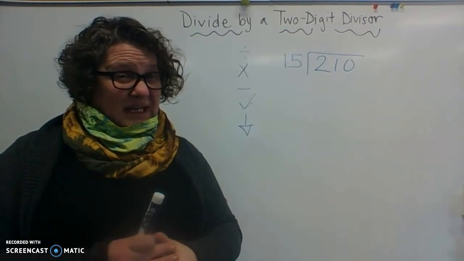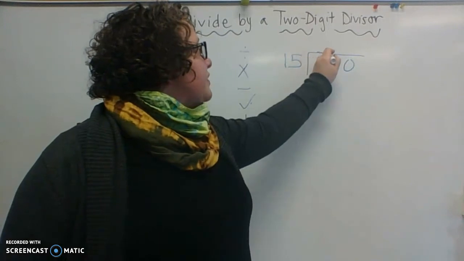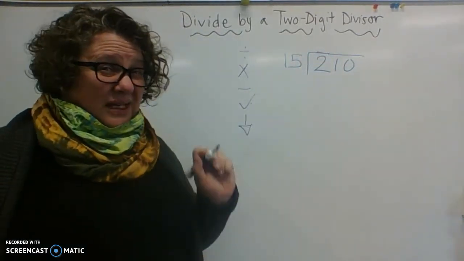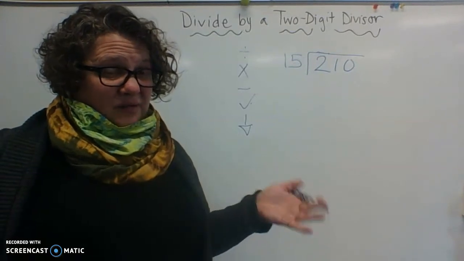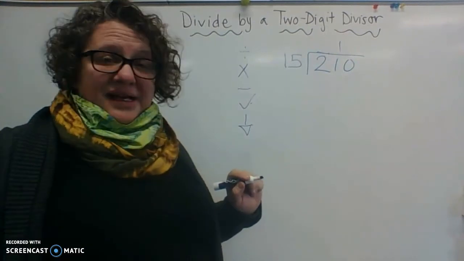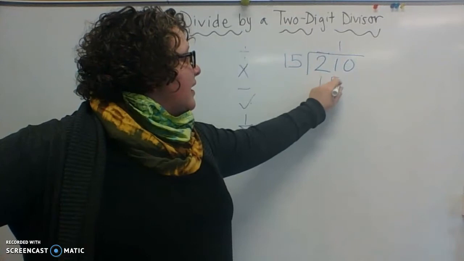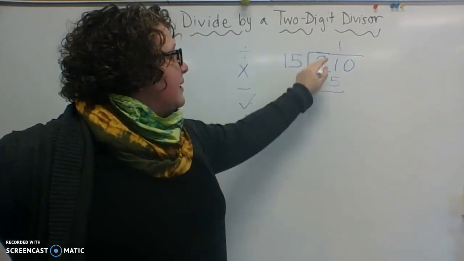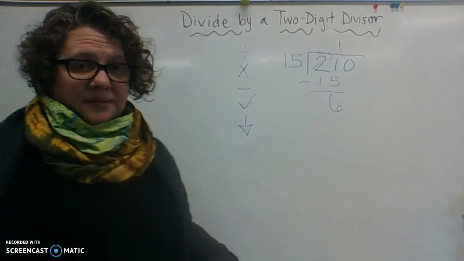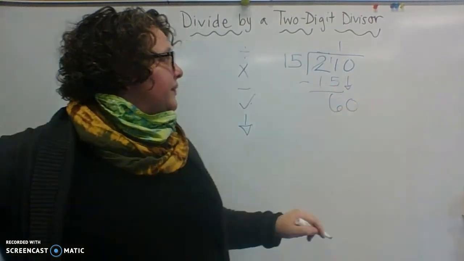210 divided by 15. So I'm going to look at 15. Does 15 go into 2? Nope. So I'll have my placeholder up there. Does 15 go into 21? Yep. Well, I know that 15 times 2 is 30. So that's more than 21. So it's only going to be able to squeeze in there one time. So I have 1 times 15 is 15. And then I'm going to subtract. And I have 11 minus 5 is 6. Okay. And then I'm going to drop down a 0.